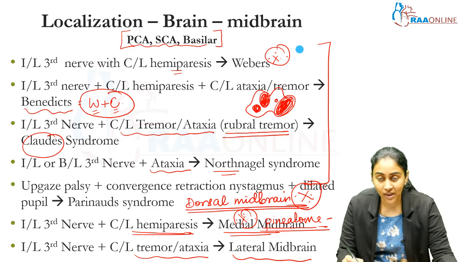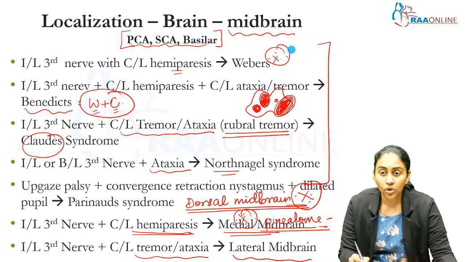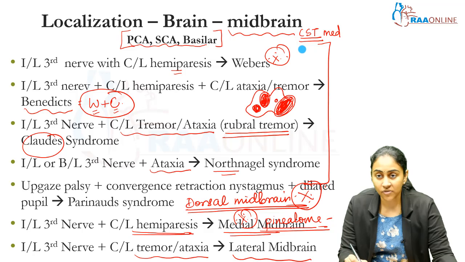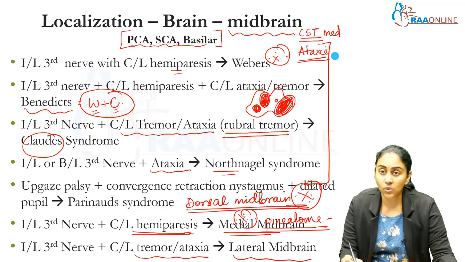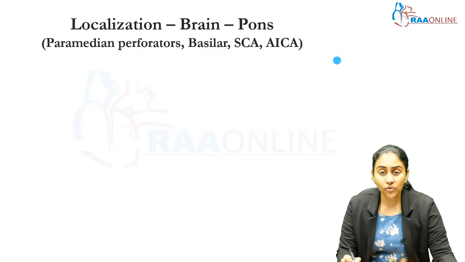So, in the midbrain, we know that presence of third, fourth nerve involvement localizes it to the midbrain. But in the midbrain, what do you use to determine whether it is medial or lateral? You look for corticospinal tract involvement or for rubral tremor. So, if there is hemiparesis, it is medial midbrain. If there is a rubral tremor or ataxia indicative of red nucleus involvement, this is going to be your lateral midbrain. Now, moving on to pons.